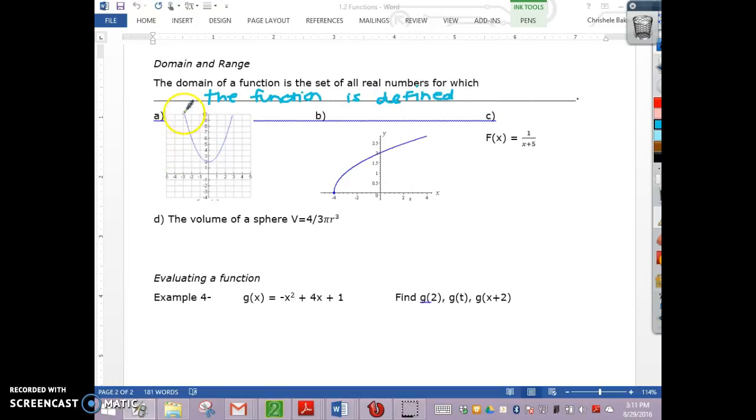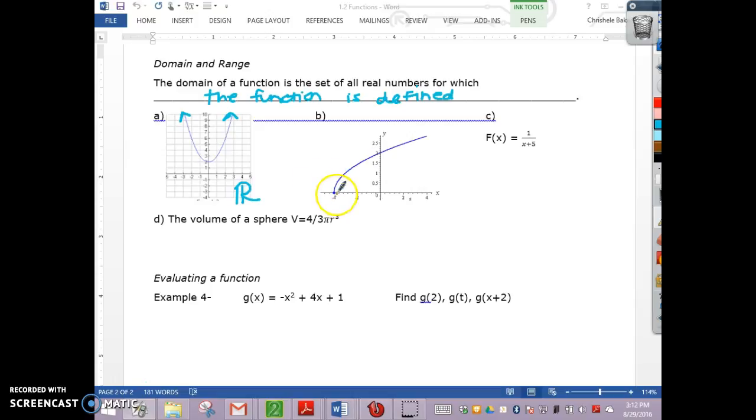So if I look at A, it is a parabola. We know that these arrows go on and on for each negative and positive. As we keep going out, we get wider and wider. We are defined for any value. So I'm just going to write the fancy little R. You can write all real numbers. You can write negative infinity to positive infinity. Doesn't matter. Make sure there's parentheses on the infinities, though.